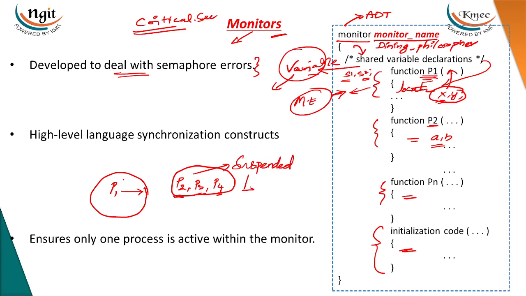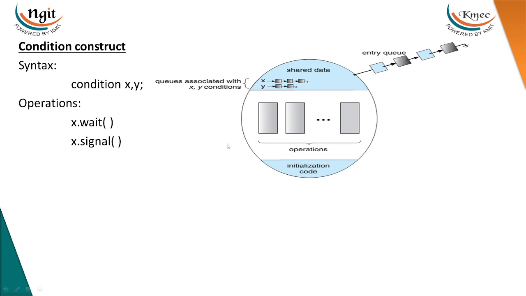In order to suspend a process, there is an operation called wait, and in order to resume the suspended processes, we have an operation called signal. Along with the monitor abstract data type, variables and operations, we need one more construct called the condition construct. This condition construct defines one or more variables of type condition.